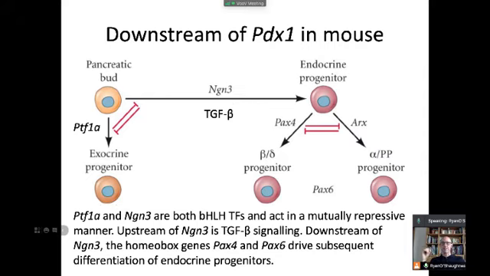So PTF1A and NGN3 are helix loop helix transcription factors that act in a mutually repressive manner. Upstream of NGN3 is this TGF beta signaling, and downstream of NGN3 we get another binary decision between the expression of PAX4 and PAX6, and this determines the differentiation of these endocrine progenitors into either beta cells or alpha cells.